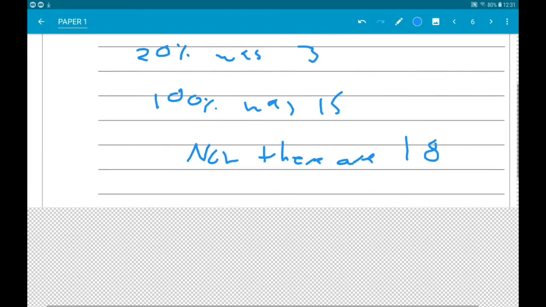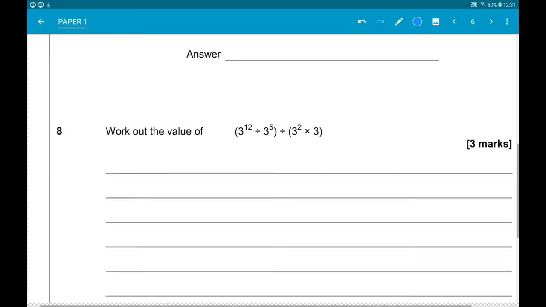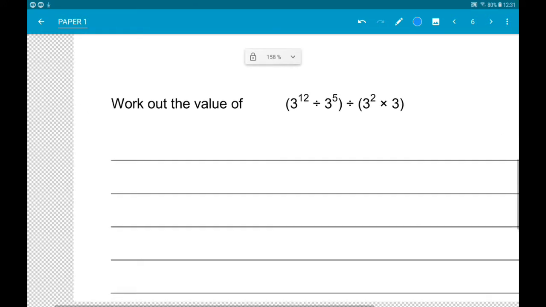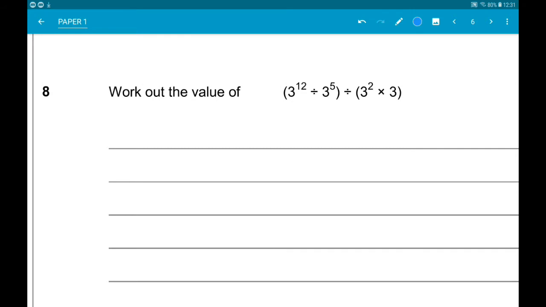Okay, number 8, which is indices. So I've got a lot of stuff on indices, a whole playlist, and exam questions linked down below. So we want to work out the value of 3 to the 12 divided by 3 to the 5 divided by 3 squared times 3. So first up, bit maths. Sort out the stuff in the brackets. So 3 to the 12 divided by 3 to the 5 is 3 to the 7.